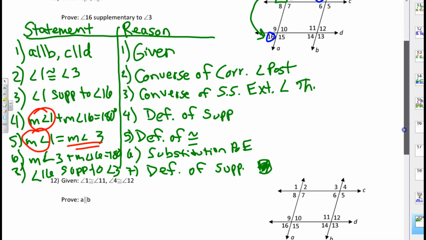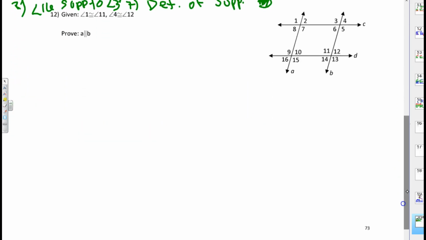All right, guys, let's go ahead and look at the next one. Now we're doing something different. We're going to start with some congruency laws, and we're going to prove lines to be parallel. And guys, we're going to add something to this proof. We're also going to prove C is parallel to D. We're going to do both, okay?